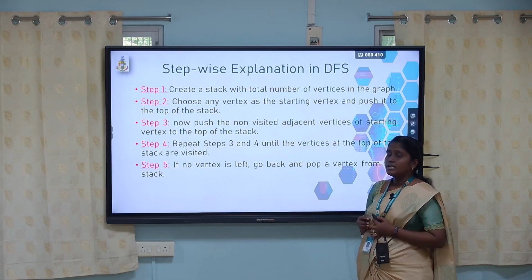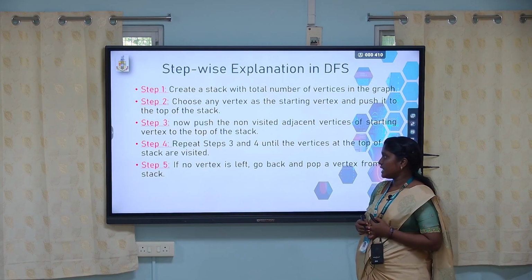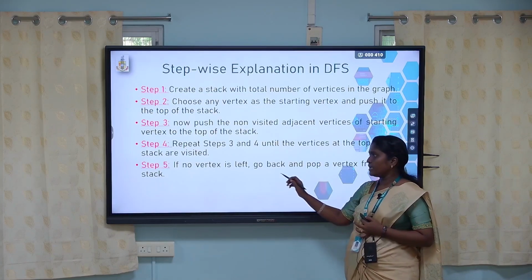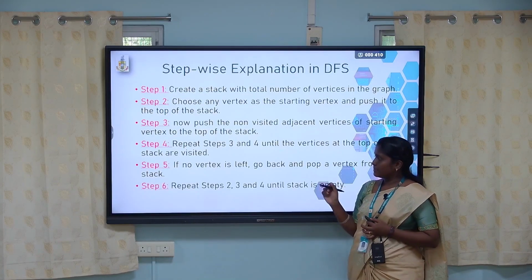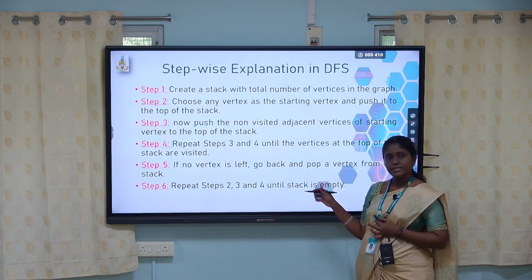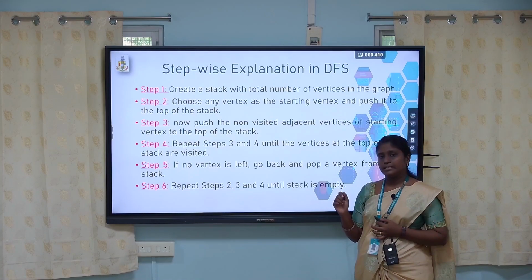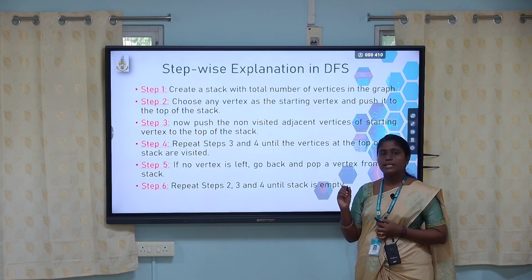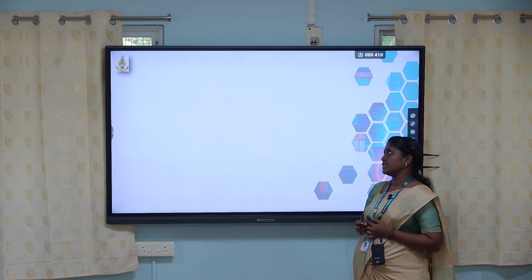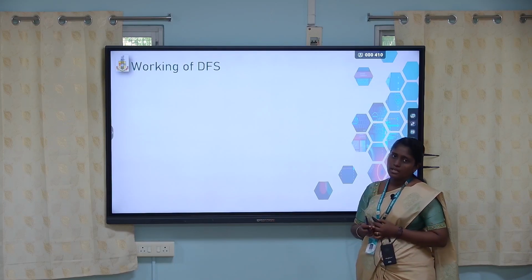In step 5, if no vertex is left, we need to go back and pop the element, so backtracking occurs here. And in step 6, steps 2, 3 and 4 will be repeated until all the vertices in the graph are visited, and finally the stack will get empty and we will produce a spanning tree. So here we can see the working of a DFS.